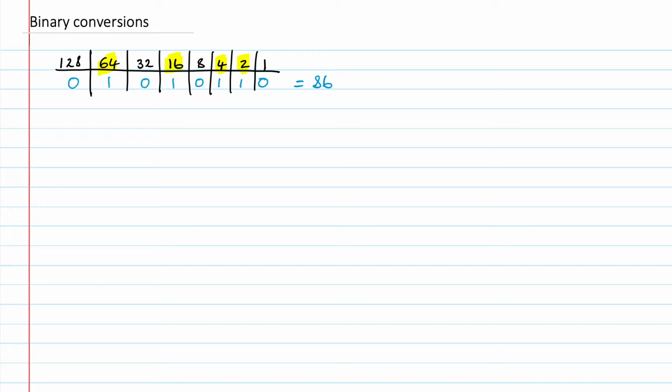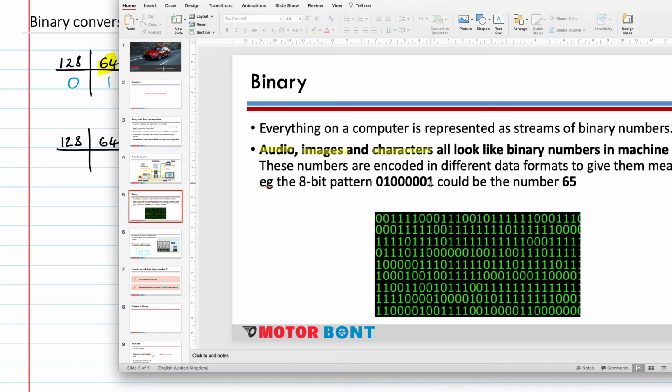Now again, I'm going to do the same thing. We're going to start off 128, 64, 32, 16, 8, 4, 2, 1. Let's draw the table. And this time we're going to think of another number. Now if you remember back earlier in my presentation, I showed you this number here. So what we're going to do is work out what that number is and if it is actually 65. So let's put it in here: 0, 1, 0, 0, 0, 0, 0, 1.